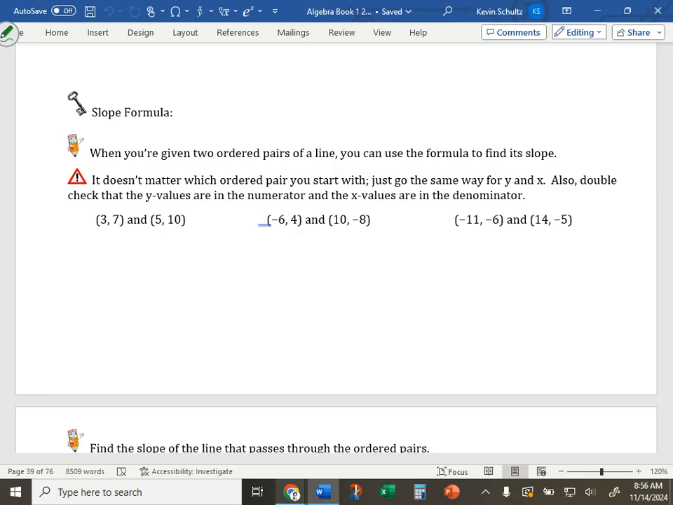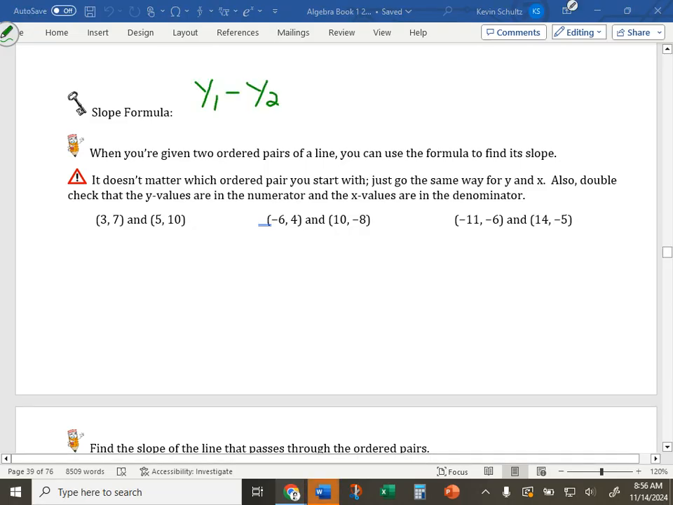That's slope intercept form. But what is the slope formula? It's y1 minus y2 over x1 minus x2. You could also flip that around and have y2 minus y1 over x2 minus x1. That doesn't make a difference, as long as you go the same direction each time.